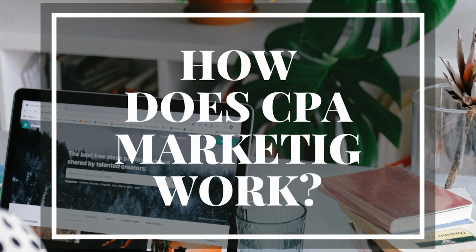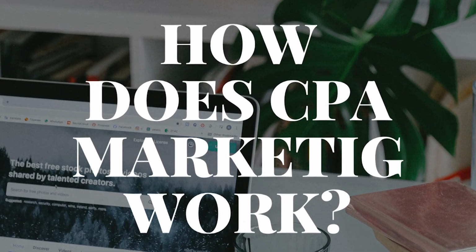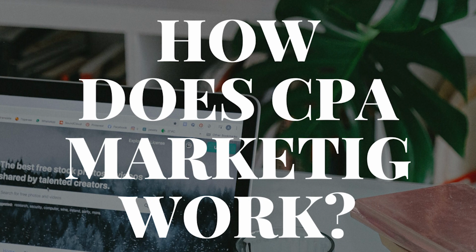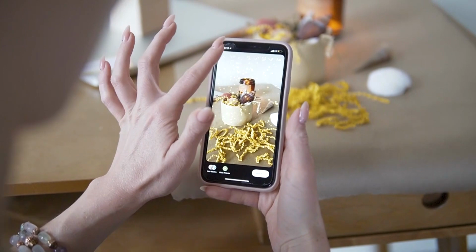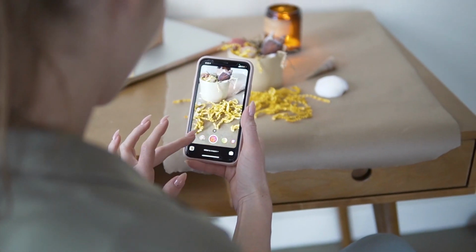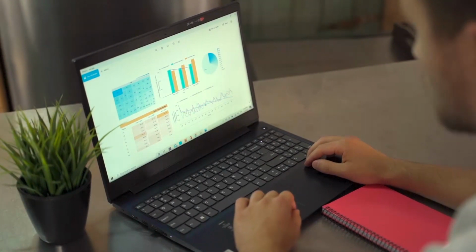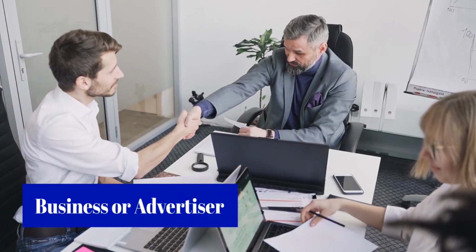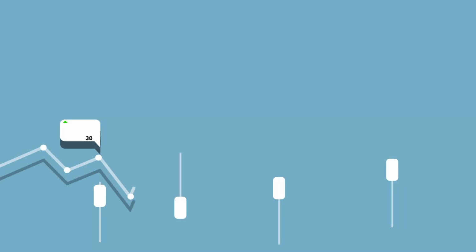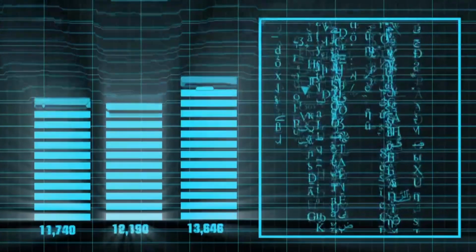How does CPA marketing work? You can learn more about CPA marketing's operation by reading the following breakdown. Affiliate or publisher: a blogger, brand, or company that advertises a product or services and tries to increase website traffic and achieve a particular conversion. Business or advertiser: a company that partners with an affiliate to increase website traffic, increase sales, increase conversions, or produce leads.